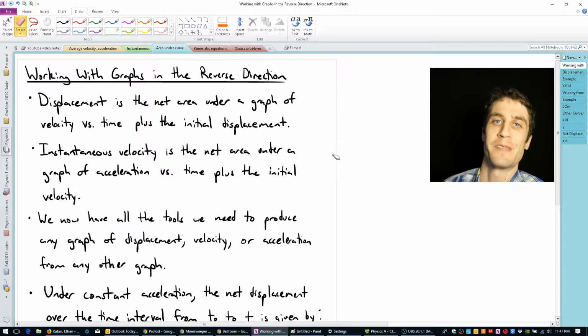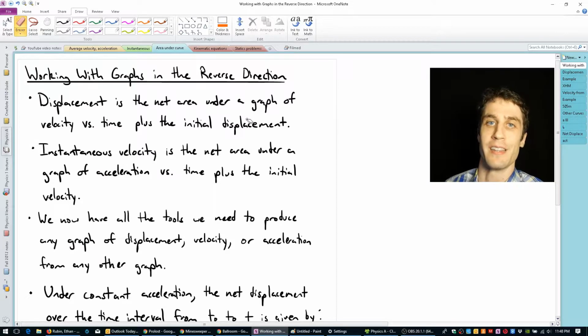Hi everyone, the subject for this video is what I call working with graphs in the reverse direction. What I mean is finding velocity from a graph of acceleration versus time, and finding displacement from a graph of velocity versus time. This is going to be a little bit tricky, but the really important part is going to come at the very end when we derive an important new equation. So be on the lookout for that.